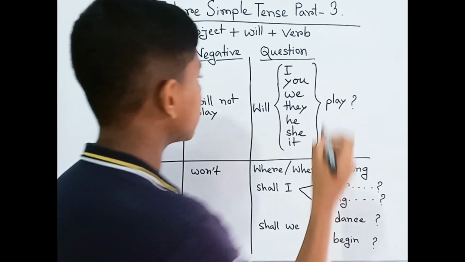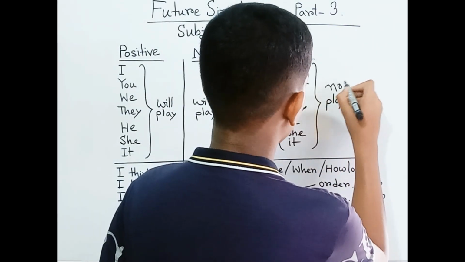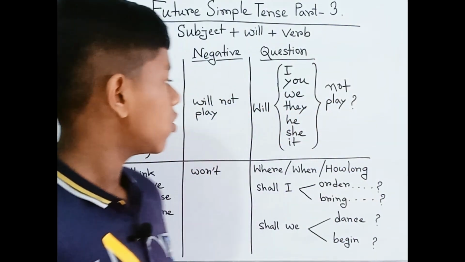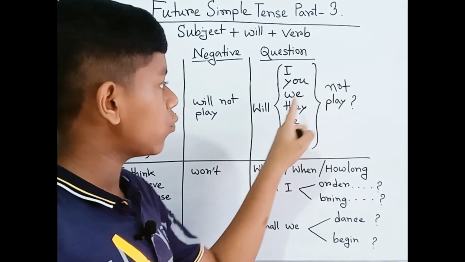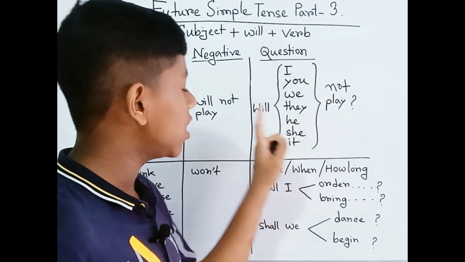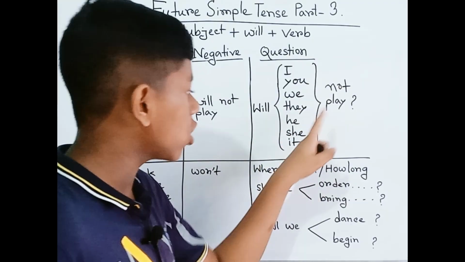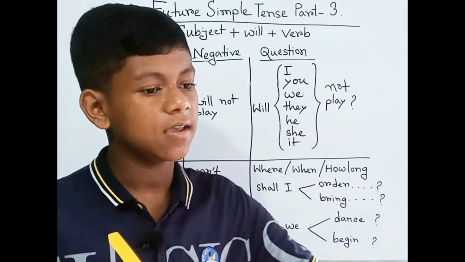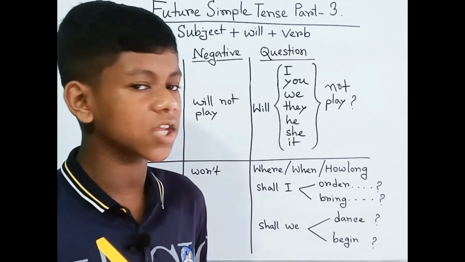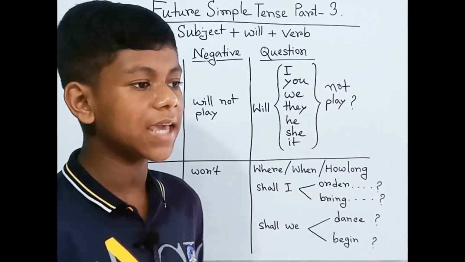So here we can say: Will I not play? Will you not play? Will we not play? Will they not play? Will he not play? Will she not play? Will it not play? But it takes too much time. So that's why we can use a shorter form.